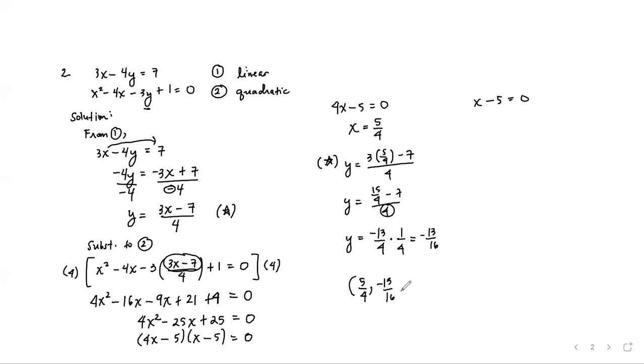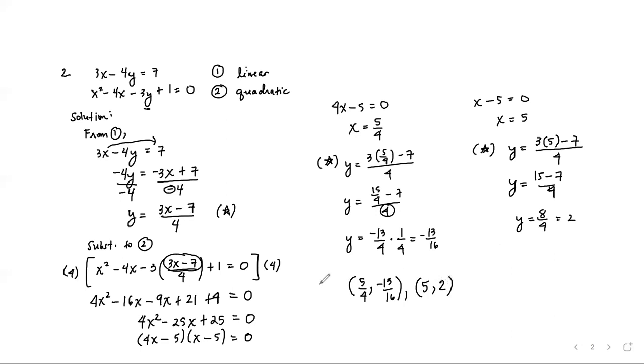And then for the second equation, since x minus 5 equals 0, that means x is equal to positive 5. And then substituting this to star, then we have y is equal to 3 times 5 minus 7, which is over 4, which is y is equal to 15 minus 7 over 4, which will be simplified into 8 over 4, which is equal to 2. So that means the second ordered pair would be x equals 5 and y is equal to 2. So this will be our solution set.